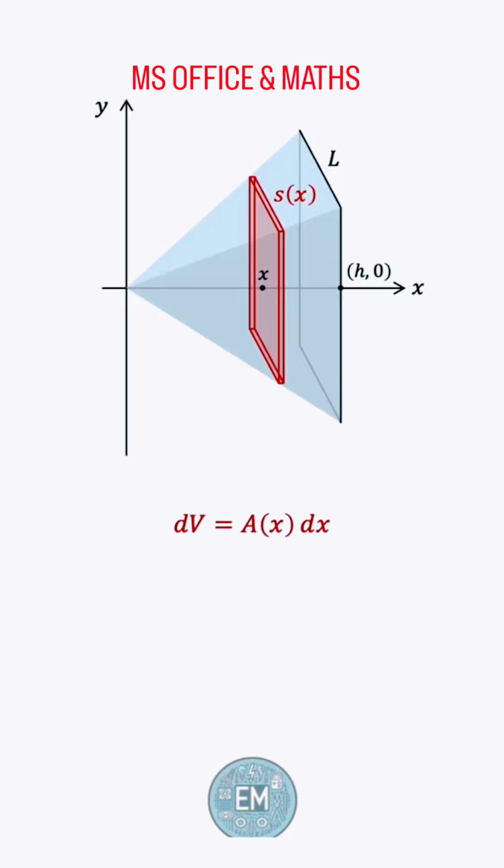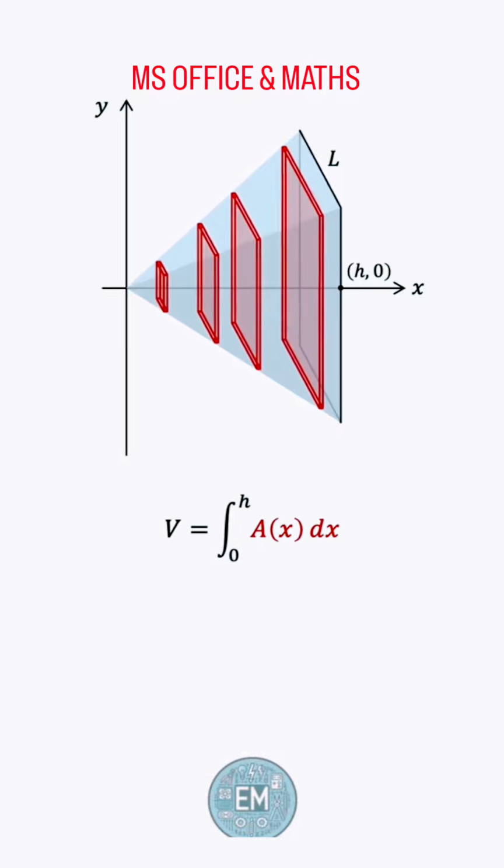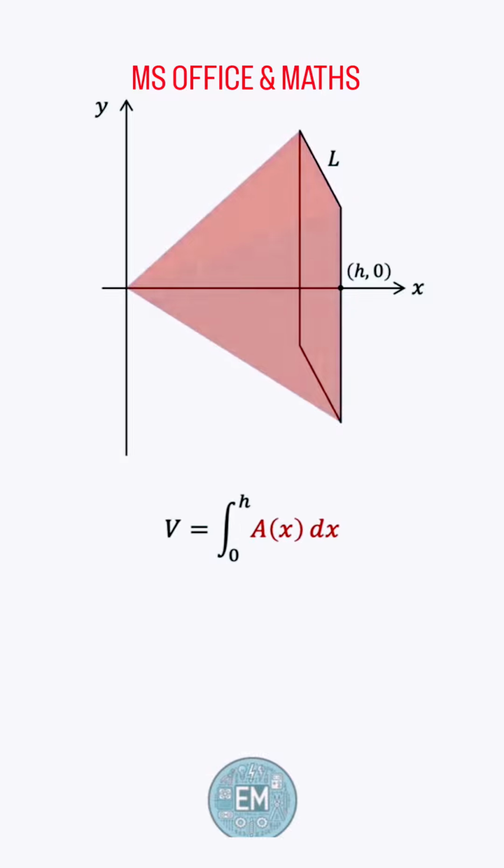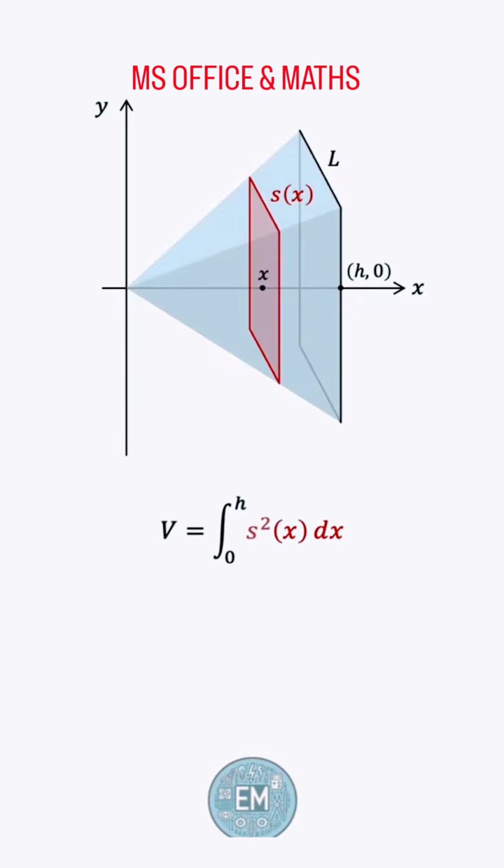the cross-sectional area. The plan then would be to sum up all of those differential volumes to get the total volume of the pyramid. The integral would go from 0 to h because we're slicing from the origin all the way to the point h, 0. Since we're taking a square-based pyramid, A is S squared, and S in terms of x can be found by observing that this line has slope L over 2h.